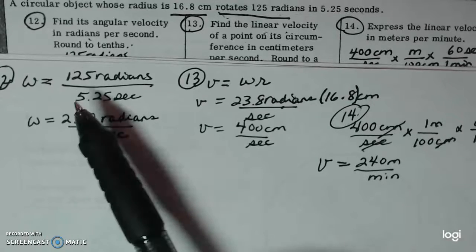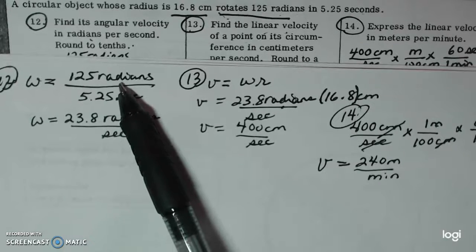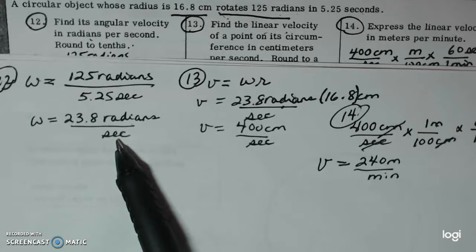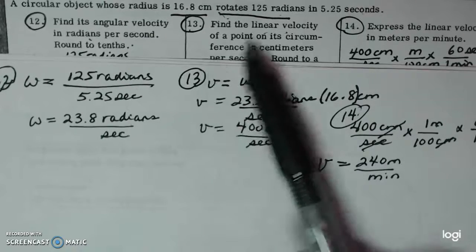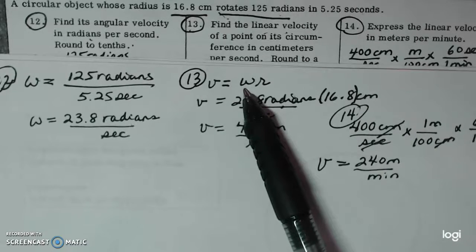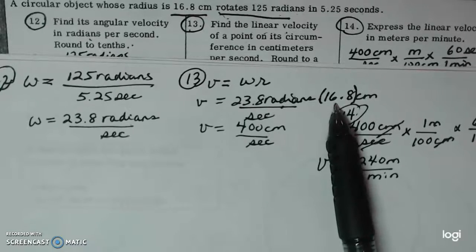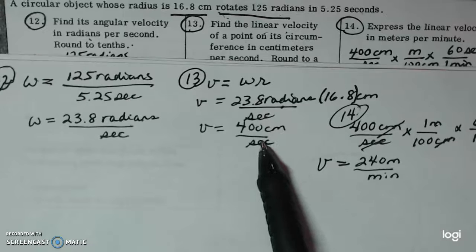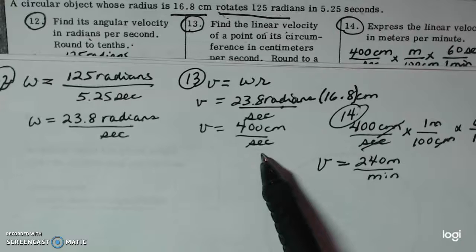So quickly, here's number 12. Angular velocity is radians per second. You were given radians and you were given seconds. You just have to make that a unit of 1 second divide. That really flows from the clue of radians per second, in my opinion. Linear velocity, recall that it's angular velocity times radius. Our angular velocity was 23.8 radians. Our radius was 16.8 centimeters and per second then. And remember that radians is unitless, and you end up with 400 centimeters per second.